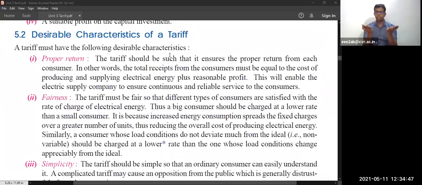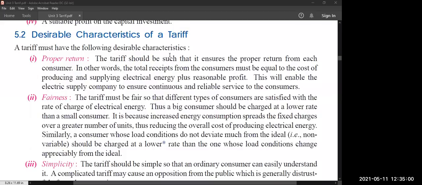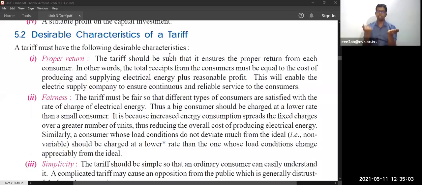As I said, if you take the yearly statement of the electricity board, the amount earned has to exceed the amount spent. If it is less, then there is some problem. So a proper return should come to the government. The tariff should be such that it ensures a proper return from each consumer. Every consumer has to pay the correct tariff, so that they may generate happily, and we also will consume happily.